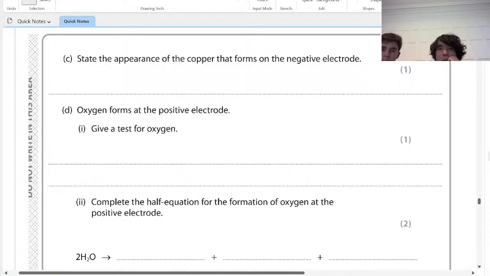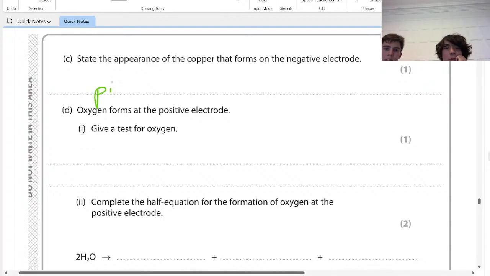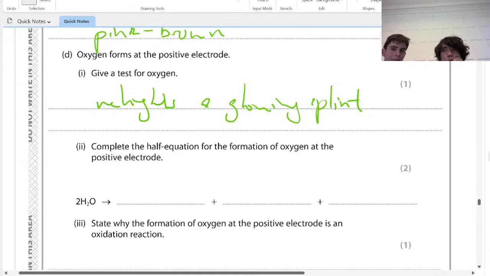State the appearance of the copper that forms on the negative electrode. It's pink brown. What forms on the positive electrode? Oxygen. In the presence of oxygen, a glowing splint will relight. You should know this though. I believe the majority of people know that.